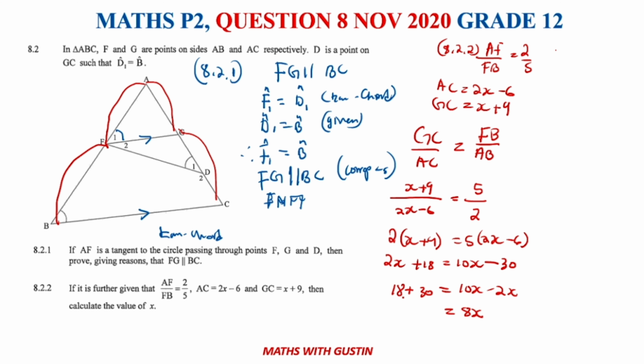Let me double check on my calculator, guys. We are going to have 48 here. Divide by 8. Therefore, x is equal to 31. Okay, makes sense? And that's how you would deal with a question like this one.